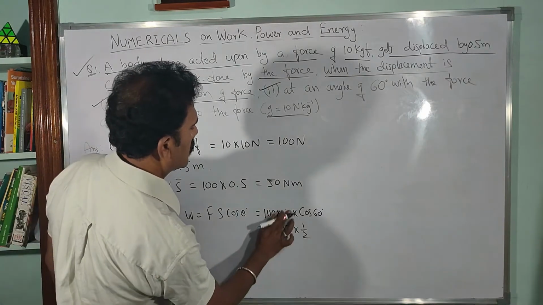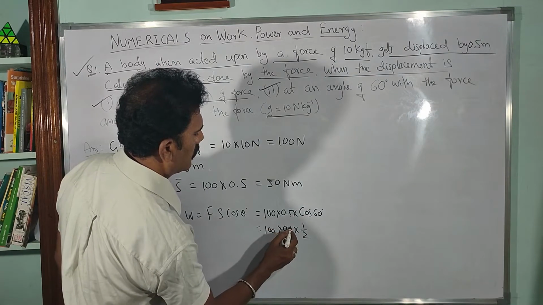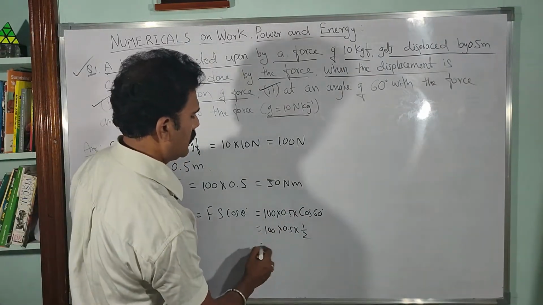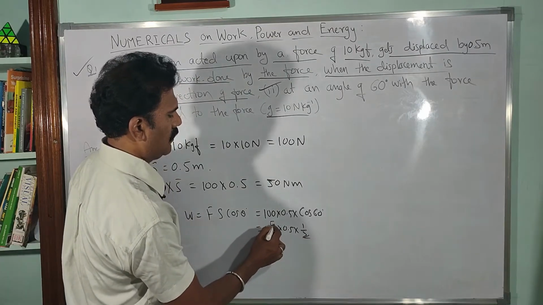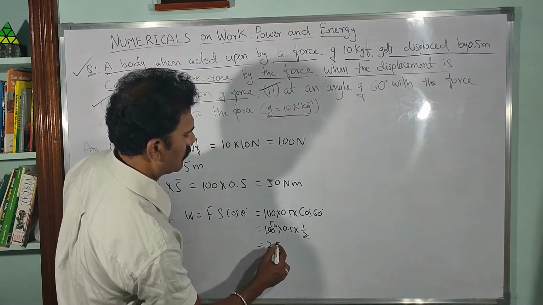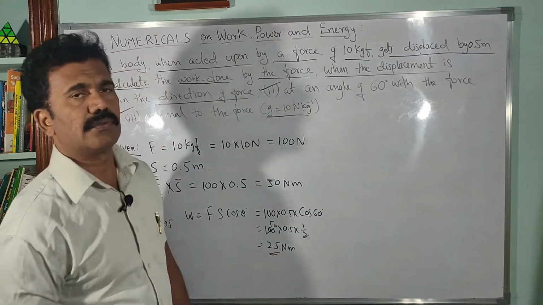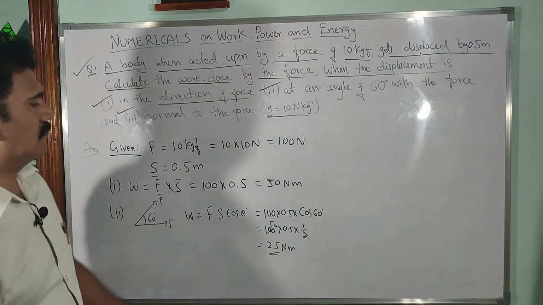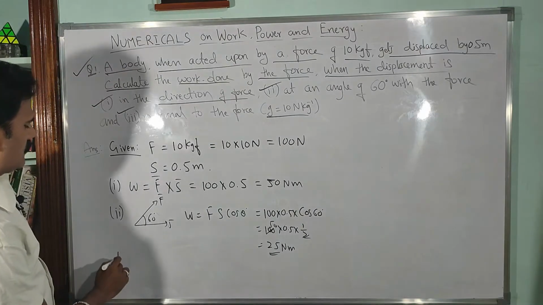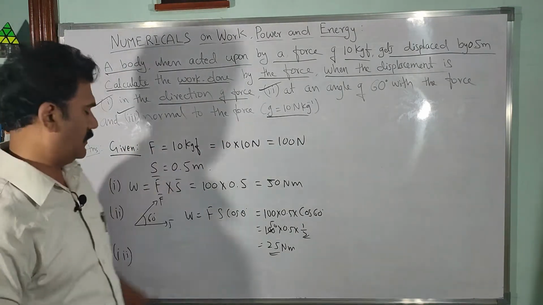S is equal to how much? It is not 50, sorry. It is 0.5 meter. Then calculate it. So 100 into 0.5 into 1 by 2, that is 25. Again the unit is Newton meter. So we get the work done as 25 Newton meter in the second case. Now what about the third case? Normal to the force, it is like this.